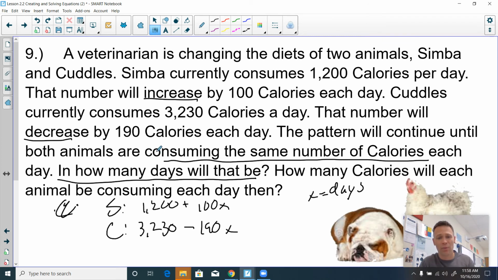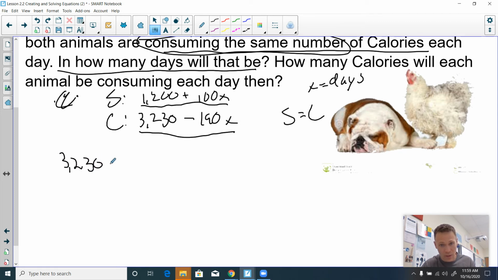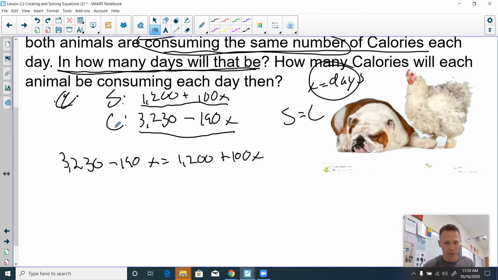Now, I want to know when these two animals are consuming the same number of calories. So what that means, if I want S to eventually be equal to C, that means I'm going to take the expression for S and set it equal to the expression for C. So this equation ends up looking like that: 3,230 minus 190x. Now that's equal to the 1,200 plus 100x. And now x represents the number of days. If I solve this equation, the answer will be how many days until they are eating the same?